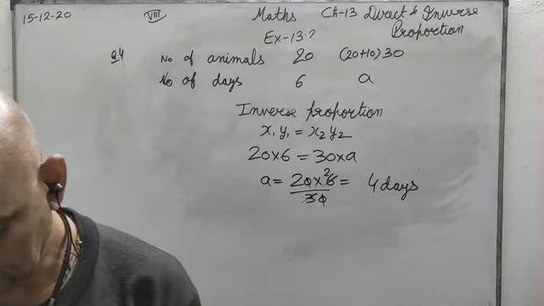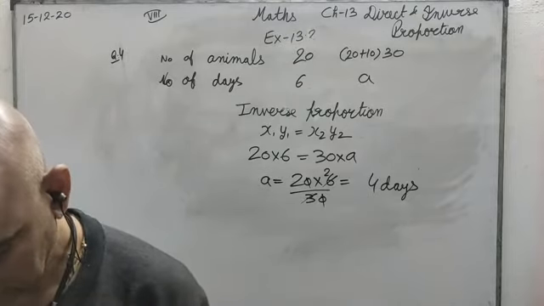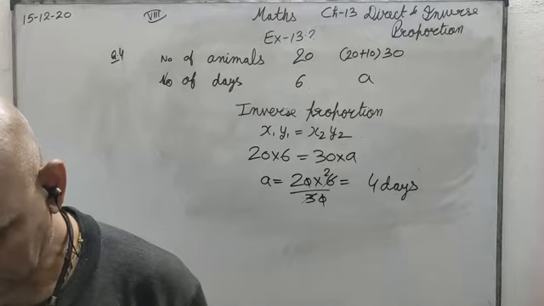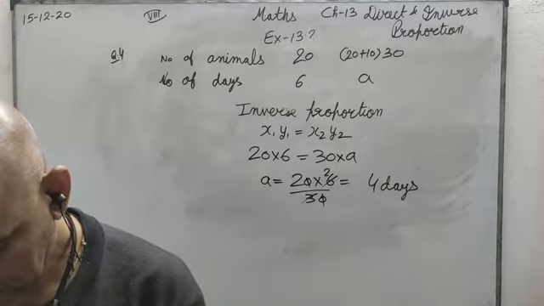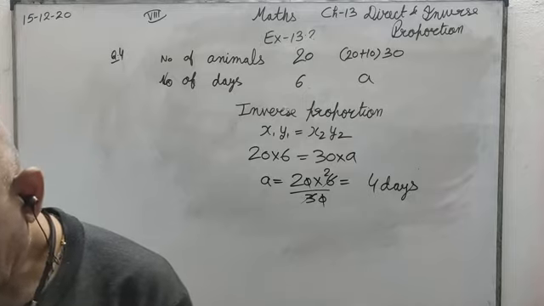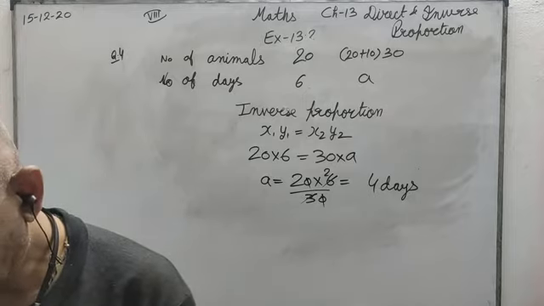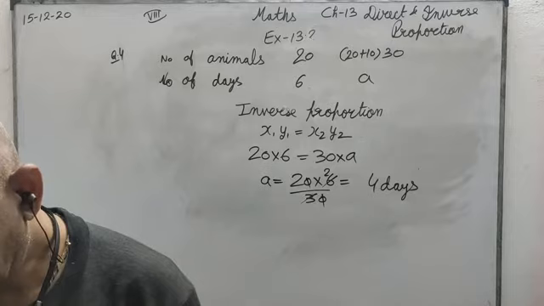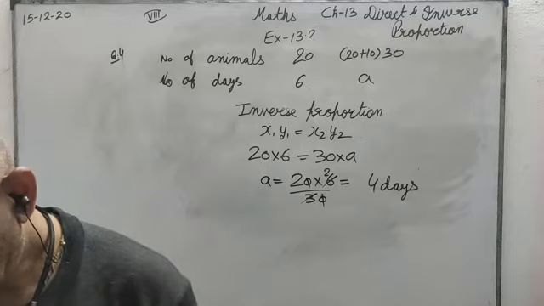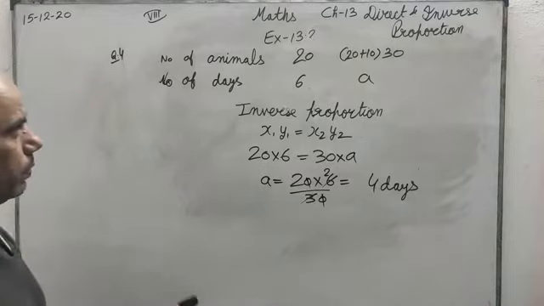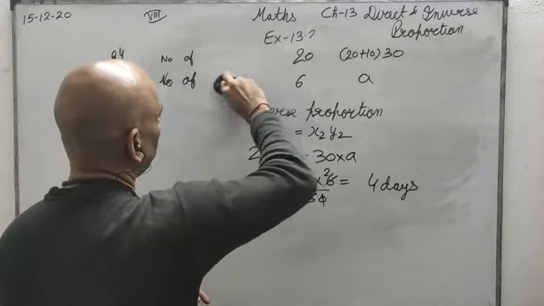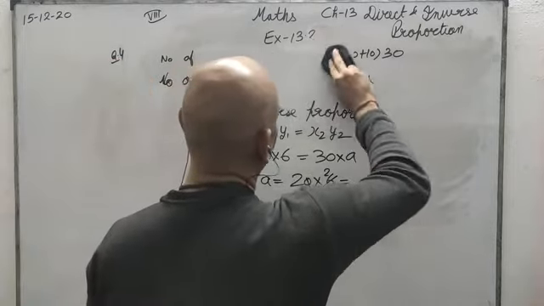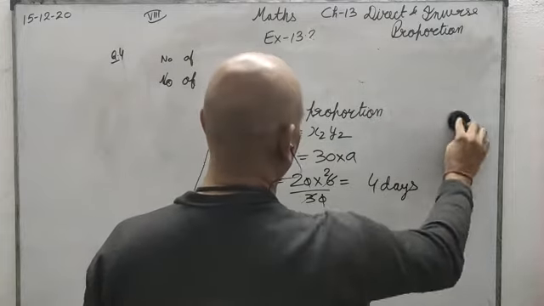Let us see question number 6. In question number 6, what has happened? A contractor estimates that 3 persons could rewire Jasminder's house in 4 days. If he used 4 persons instead of 3, how long would it take to complete the job? Number of persons and number of days.